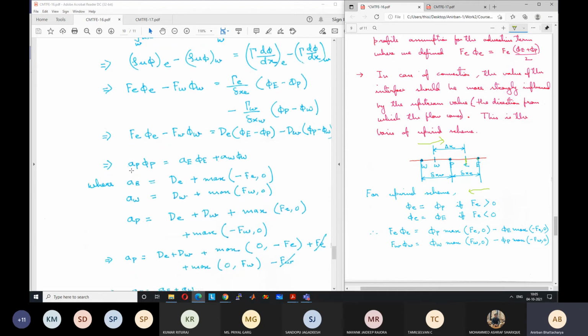Now the new change will come. Okay, where Fe phi e, which I have to replace using this expression, and Fw phi w we have to replace using this expression.